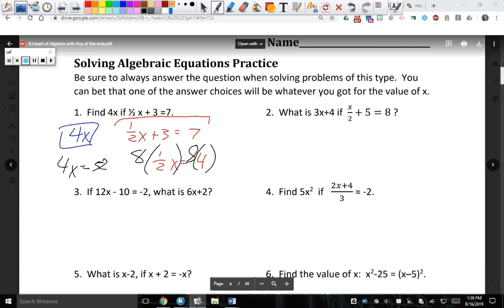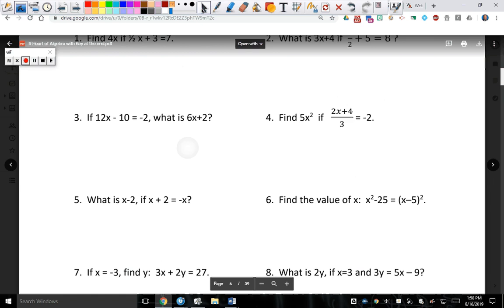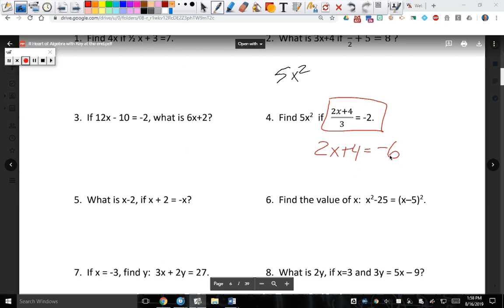So let's look at number 4. Okay, so number 4 is saying find 5x squared if we're given this. I'll let you look at it just for a little bit. What would you do to start this off, Zach? Multiply by 3. So you get 2x plus 4 is equal to what, Zach? -6. Keep going. What would you do next?